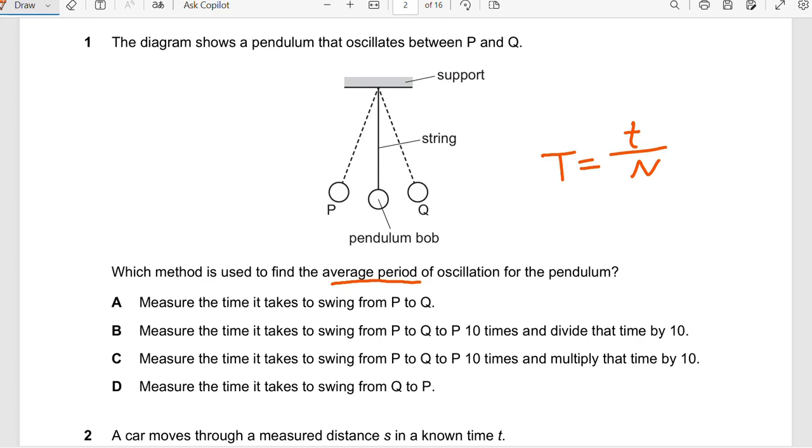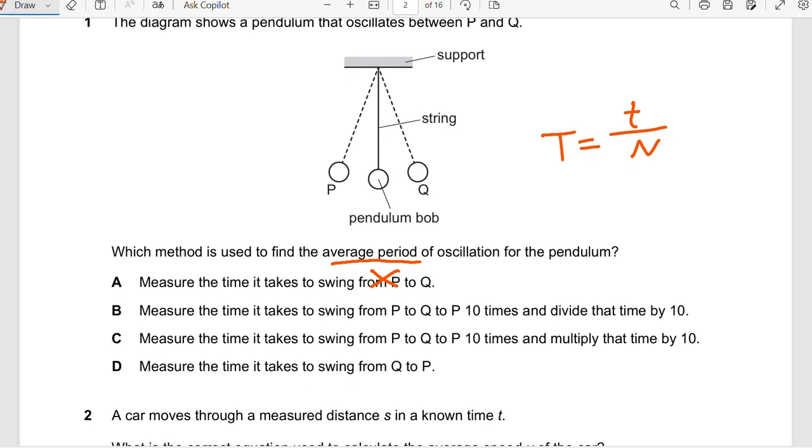Let's see option A. It says measure the time it takes to swing from P to Q. Actually, that's not correct because the one oscillation will be from P to Q and then back to P. Or in the opposite direction, maybe from Q until P and then back again to Q. This is the time for one oscillation.